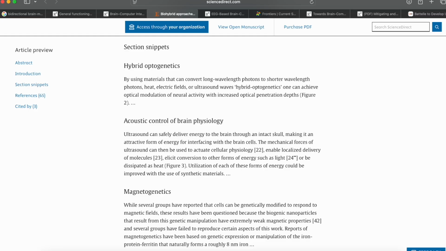Magnetogenetics. While several groups have reported that cells can be genetically modified to respond to magnetic fields, these results have been questioned because the biogenic nanoparticles that result from this genetic manipulation have extremely weak magnetic properties, and several groups have failed to reproduce certain aspects of this work. Reports of magnetogenetics have been based on genetic expression or manipulation of the iron protein ferritin that naturally forms a roughly 8 nanometer iron.